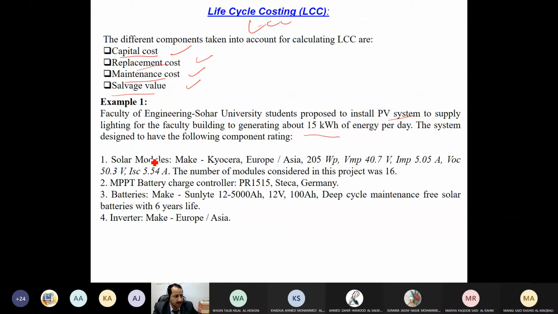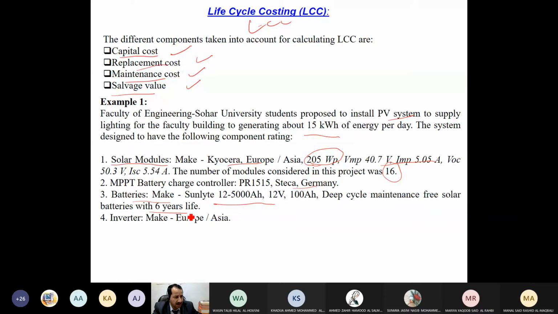And he told you in the question that the solar module, this type, the rating is 205 volt, many information. By the way, information is given to you, but it doesn't mean that you need to use all of them. Use the useful ones for your problem. The number of modules considered is 16 panels, 16 modules, each one, as I mentioned, 205 watt. MPP battery charger, it means charger controller, this type, this brand. Batteries used are these batteries.